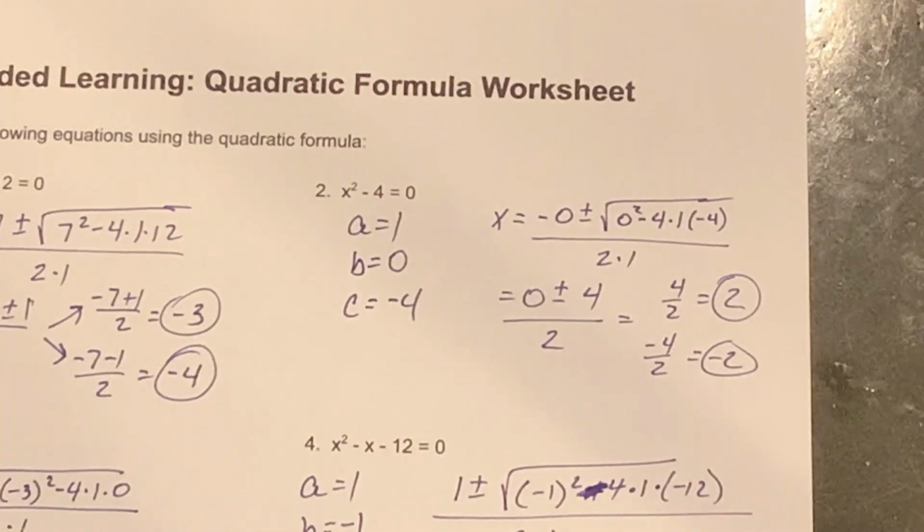And inside the radical, the radical turns into 4, so you get 0 plus or minus 4 over 2. 0 plus 4 is 4, divided by 2 is 2. 0 minus 4 is negative 4. Negative 4 divided by 2 is negative 2. So my answers are negative 2 and 2.